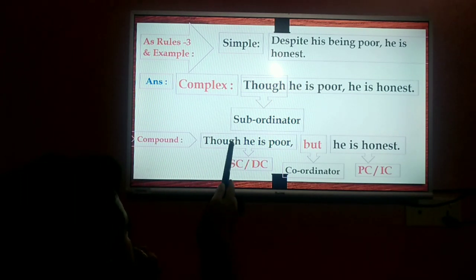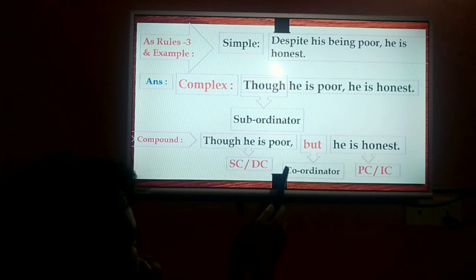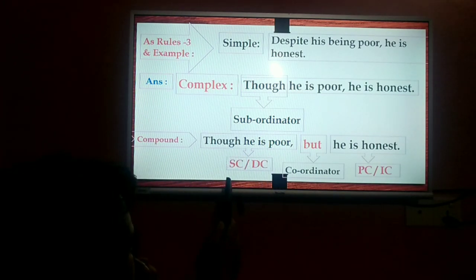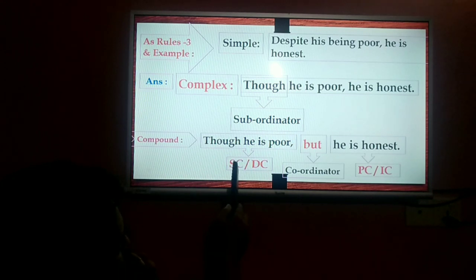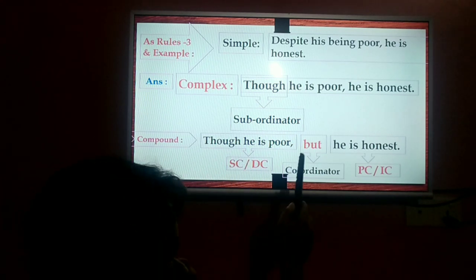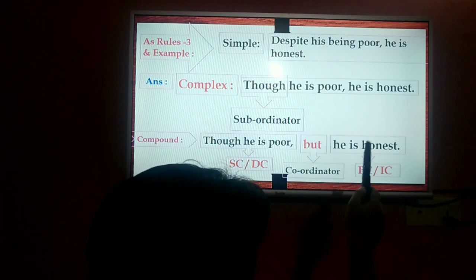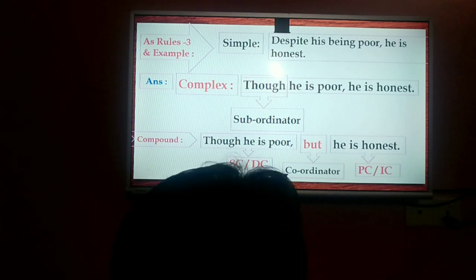Compound: sorry, here though will not be used. Compound: He is poor, this sentence is subordinate. This sentence is the principal clause. There is a small mistake here. Principal clause, but coordinator. He is honest, principal clause or independent clause.